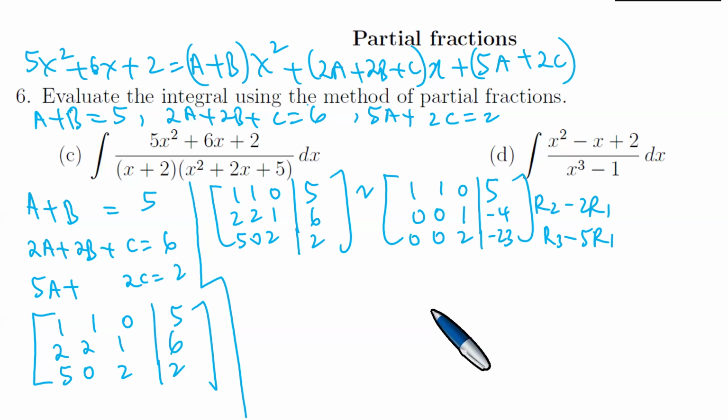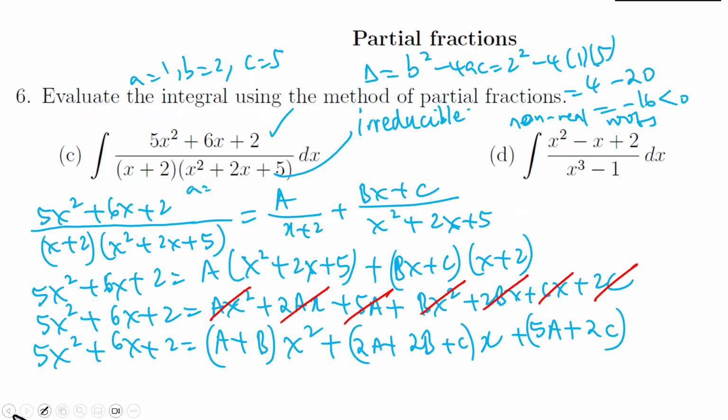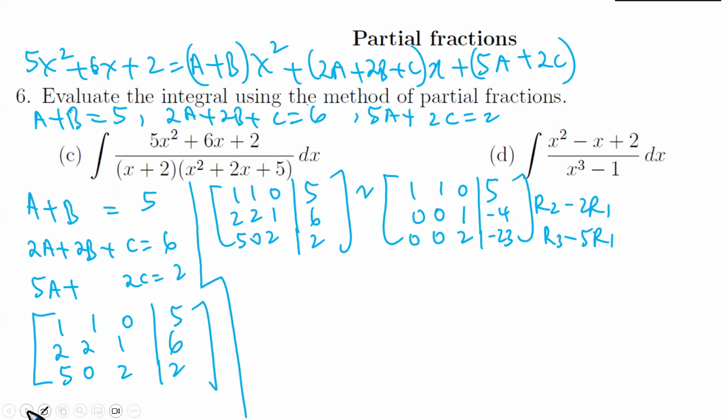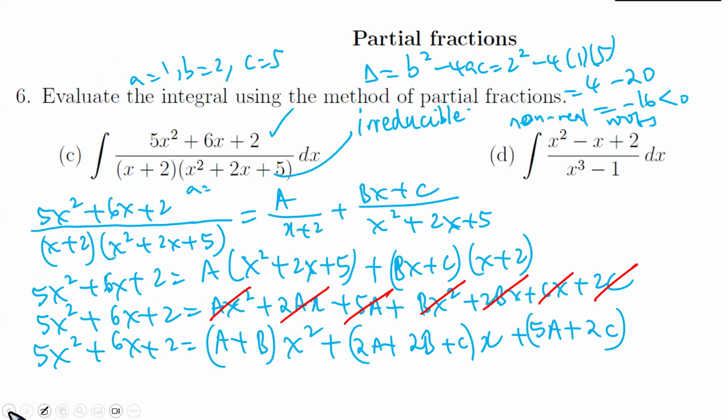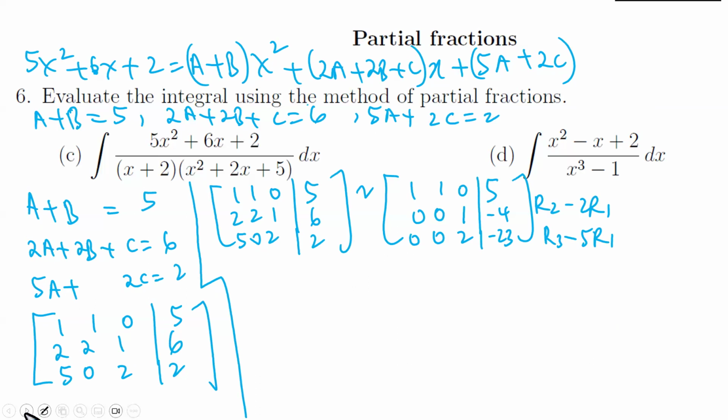Okay, I need to check this out. Let's just check again. So you have a plus b, 2a plus 2b plus c equals 6, 5a plus 2c equals 2.